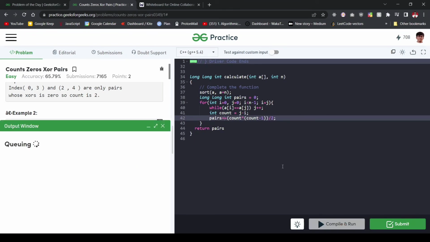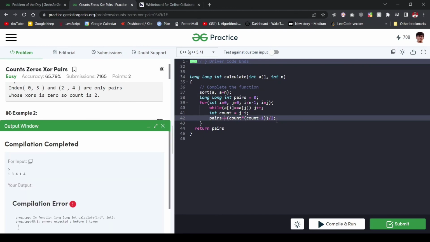Let's try and compile. There's the error. Oh, all right.